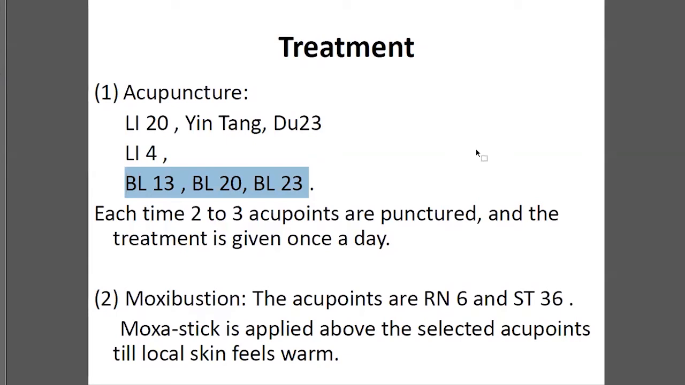And for this pattern, truly we can use moxa. Moxa is more tonifying compared with needles. Needles are more of a moving function, and moxa is more of a tonifying function. We can combine them together. So they use moxa on Ren6 and Stomach 36. Certainly, you can still go to the back points.